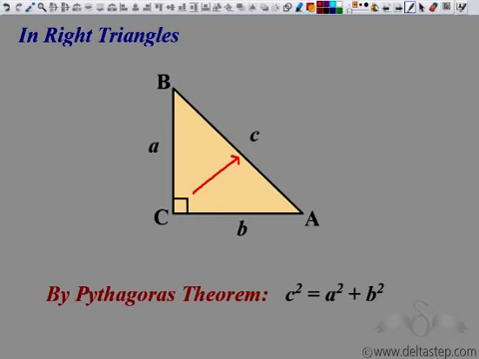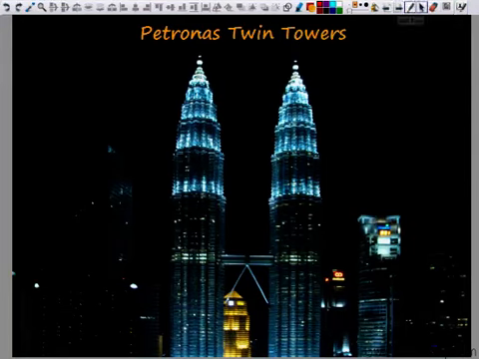So if you sum the squares of these perpendicular sides, then this should be equal to the square of the hypotenuse. So c square would be equal to a square plus b square. Now let's look at this. These are the Petronas Twin Towers, and they were once the tallest building in the world. Now let us try to find right triangles here.